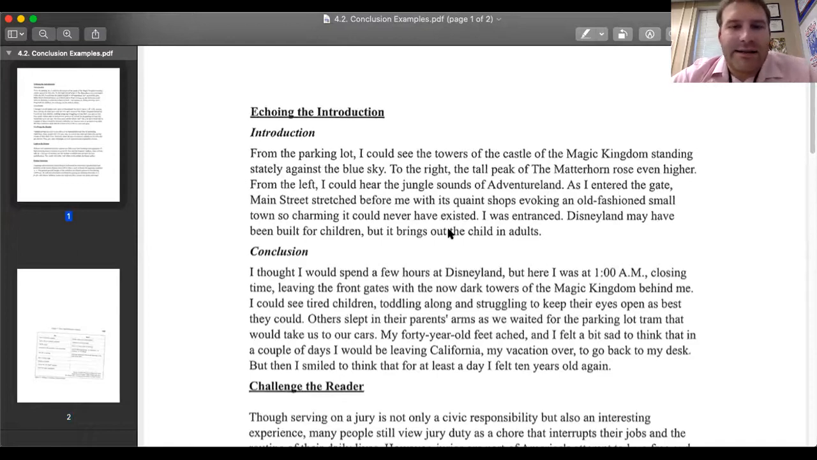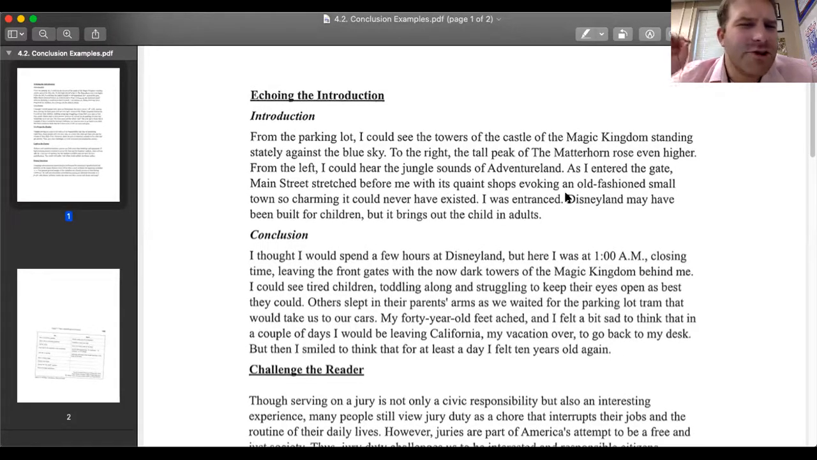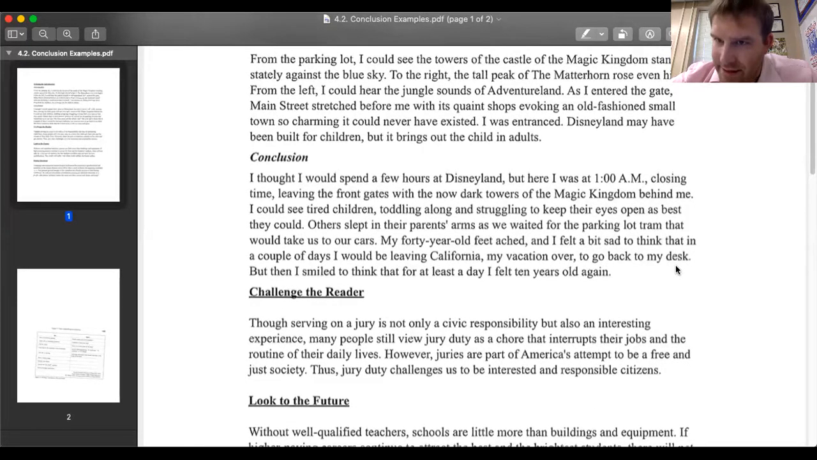From the parking lot, I could see the towers of the Magic Kingdom standing stately against the blue sky. To the right, the tall peak of the Matterhorn rose even higher. From the left, I could hear the jungle sounds of Adventureland. As I entered the gate, Main Street stretched before me with its quaint shops evoking an old-fashioned small town so charming it could have never existed. I was entranced. Disneyland may have been built for children, but it brings out the child in adults.